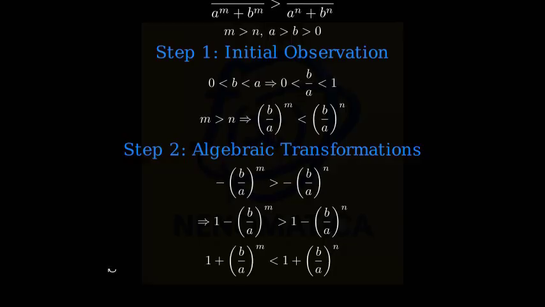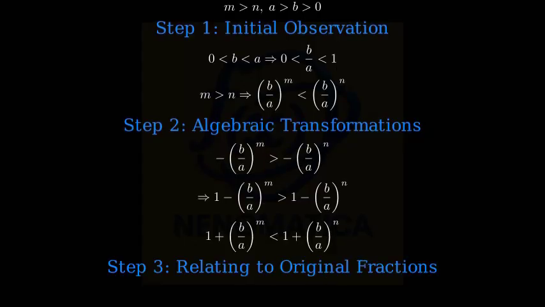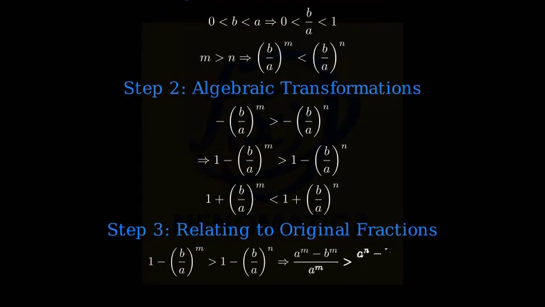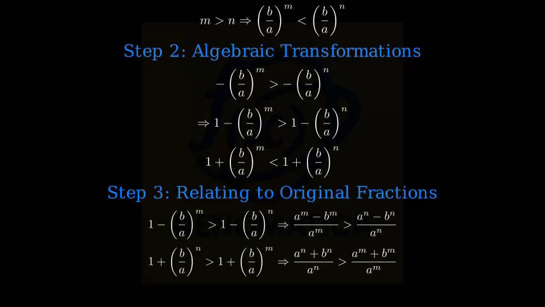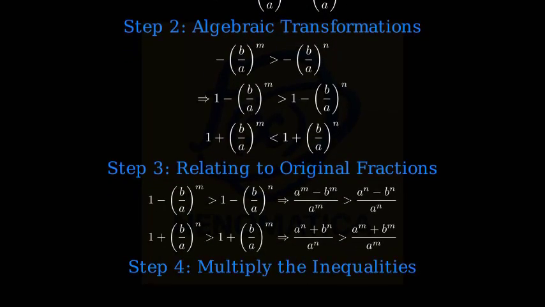For our third step, we'll relate these transformed inequalities to our original fractions. First, we note that 1 minus (b over a) to the power of m greater than 1 minus (b over a) to the power of n implies that the fraction (a to the m minus b to the m) over a to the m is greater than the fraction (a to the n minus b to the n) over a to the n. Similarly, 1 plus (b over a) to the power of n greater than 1 plus (b over a) to the power of m implies that the fraction (a to the n plus b to the n) over a to the n is greater than the fraction (a to the m plus b to the m) over a to the m. In our fourth step, we'll multiply the two inequalities we've derived.